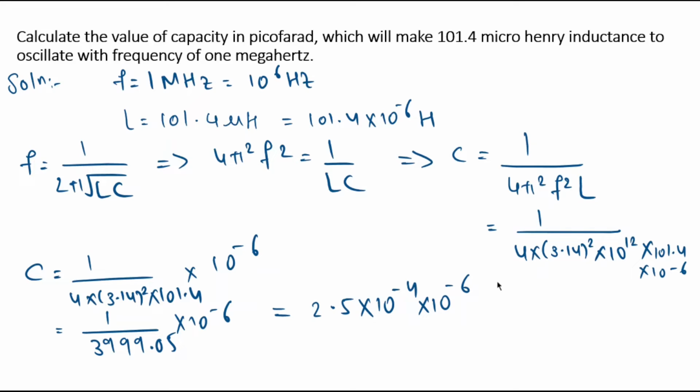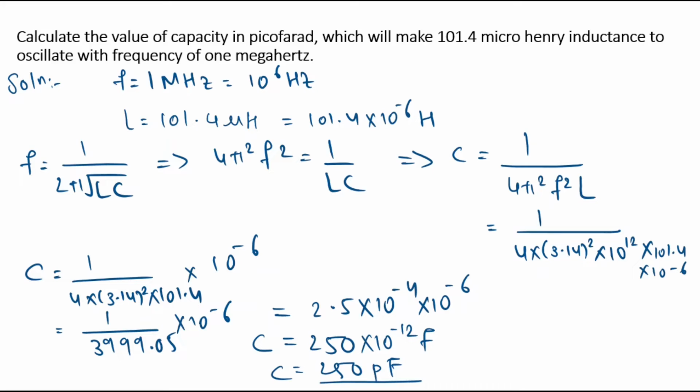But we need to find out the capacity in picofarads. Now picofarad is 10 raised to minus 12. So taking this point 2 decimal forward, we can write C is equal to 250 into 10 raised to minus 12 farad, which can be written as 250 picofarad. So this is the value of the capacitance in the LC oscillation.